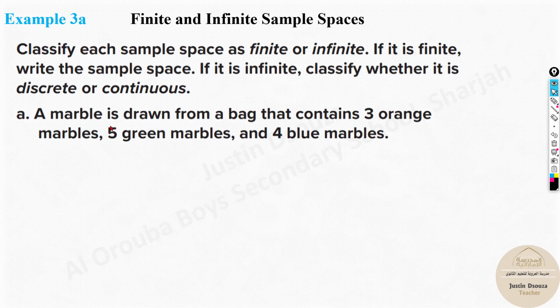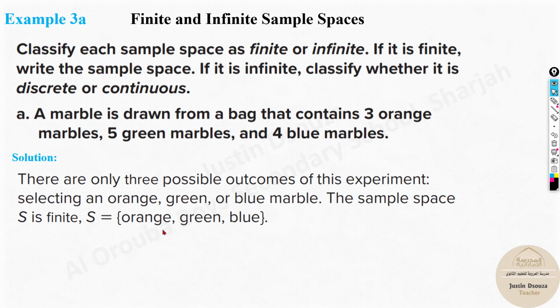Let's read the problem. A marble is drawn from a bag that contains three orange marbles, five green marbles, and four blue marbles. Now here there's a bag of marbles, and if you draw something, you are going to get a marble, right? Just a different color marble, but it doesn't matter. They just want a marble here. So fine, yes, you will definitely get a marble. So it's finite. No matter what, it's finite.